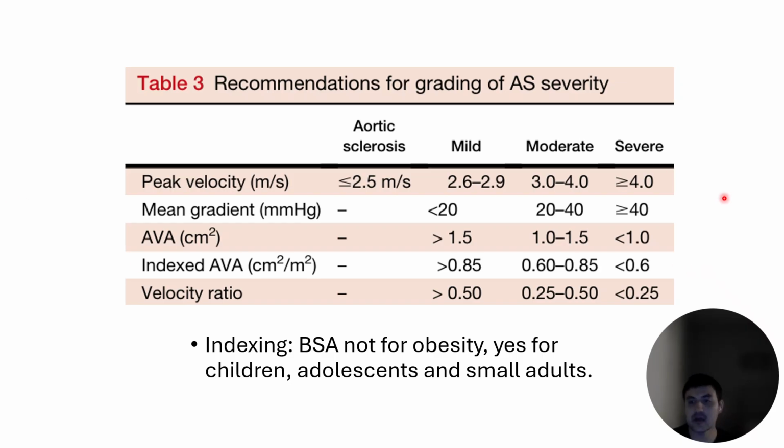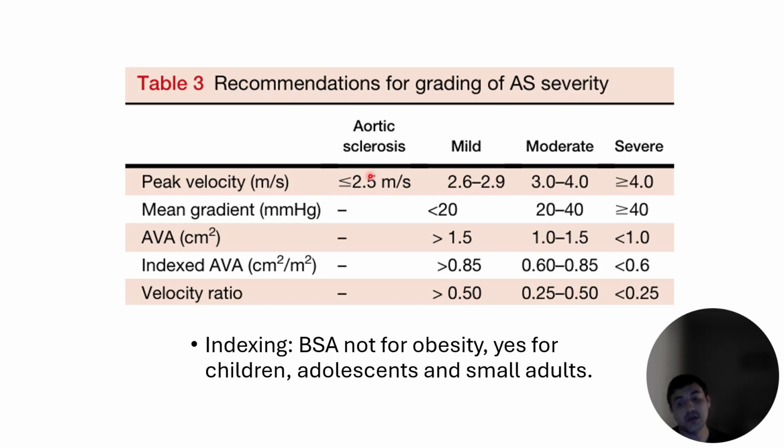Remember, mean gradient is a calculated number. So you have more than 40. Now, what is mild? Mild is a velocity of 2.5 to less than 3, mean gradient less than 20, aortic valve area more than 1.5, index more than 0.85, and velocity ratio more than 0.50 or 50%.